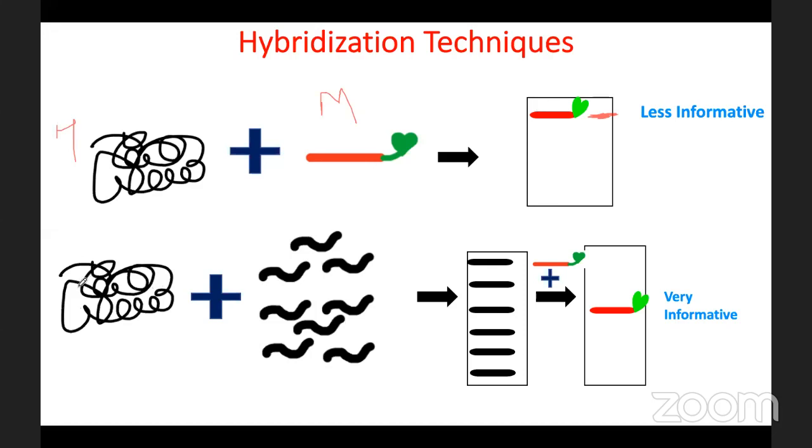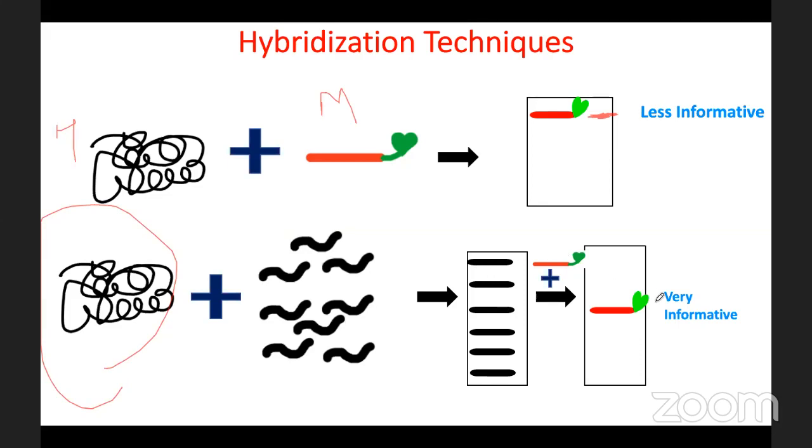But what if I break this DNA into small pieces and then go for electrophoresis? After electrophoresis, they will be separated in a particular medium, say an agarose gel, and this gel I will use for hybridization.